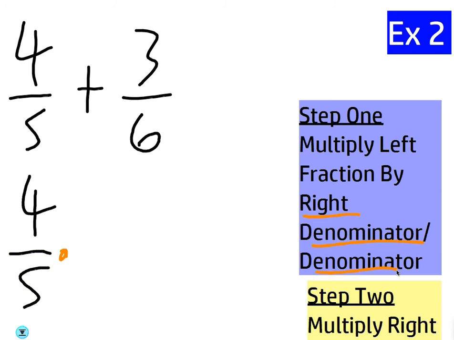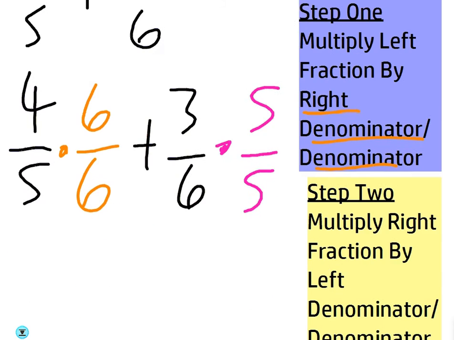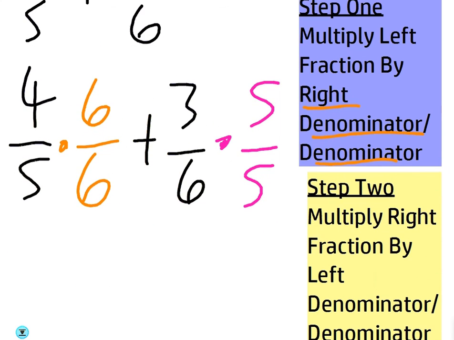No, just the denominator. 6 over 6. Okay, the 3 over 6 is going to be multiplied by what? 5 over 5. Good, 5 over 5. You're multiplying it by the left denominator. Notice I didn't talk about this, but if you multiply by 6 over 6, for example, that's just 1. 4/5 times 1 is just 4/5. So you're not changing anything.